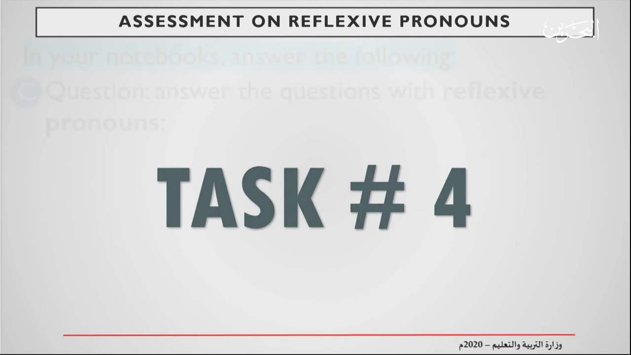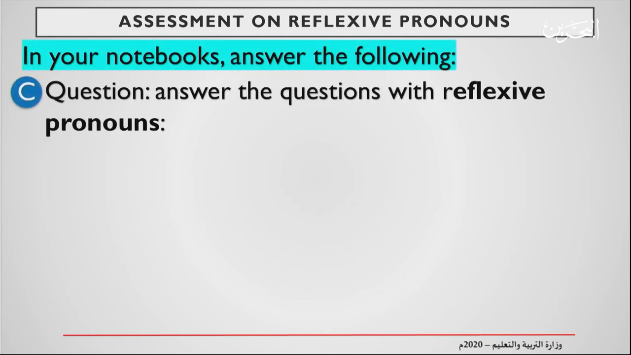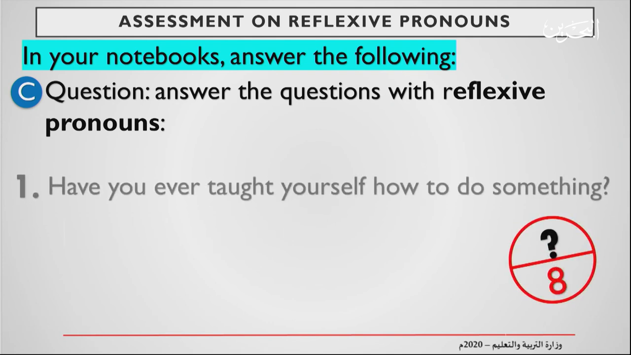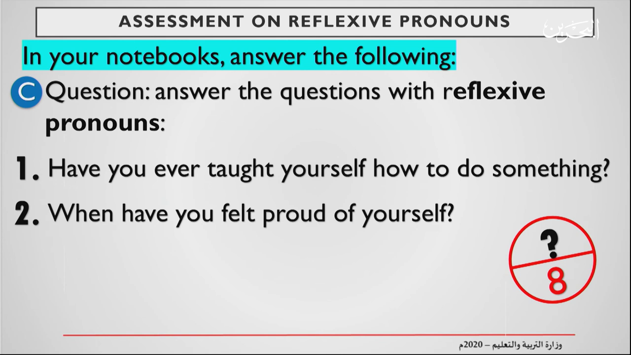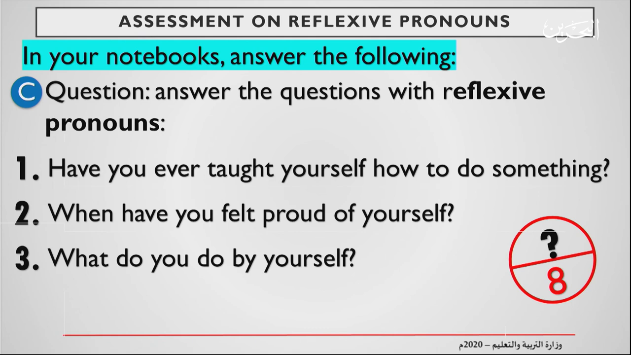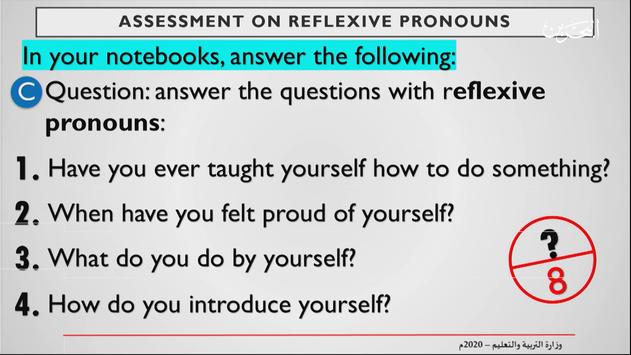All right, task number 4. In your notebooks, answer the following. C, answer the questions with reflexive pronouns. And you have a mark of 8. The first one. Have you ever taught yourself how to do something? Second one. When have you felt proud of yourself? Third one. What do you do by yourself? How do you introduce yourself? Now you have 3 minutes to answer these questions.